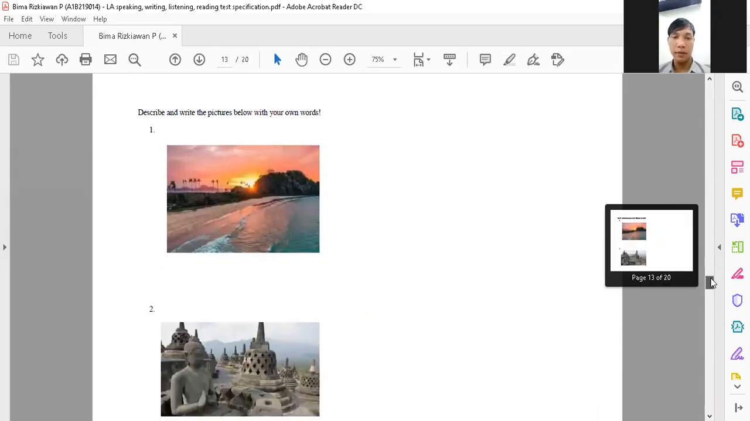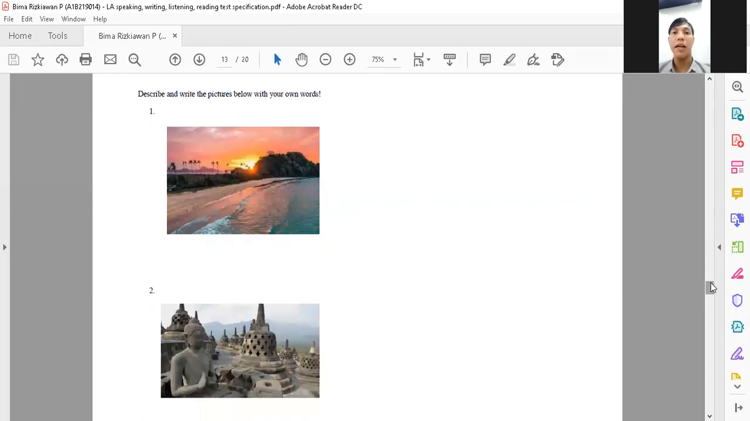This is the following question. To describe and write this picture below with the student's own words.